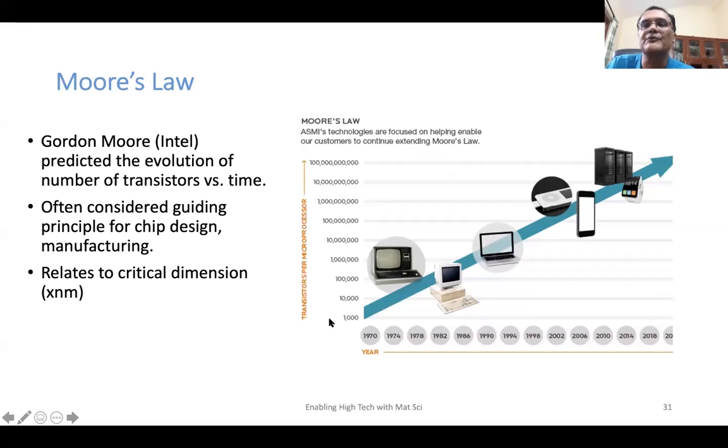Okay, so Moore's law is nothing but sort of a prediction based on his knowledge and his experience of how the number of dies or the number of transistors will double almost every 18 to 24 months. Can we go to the next slide, please?